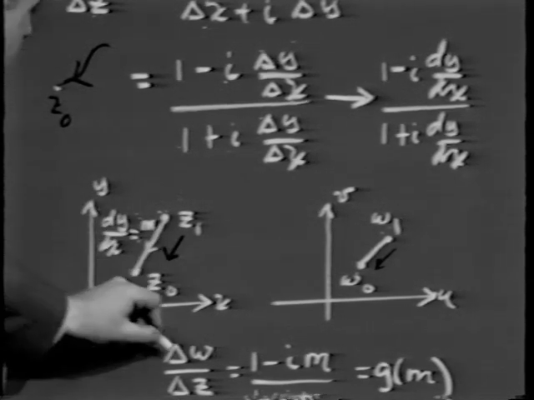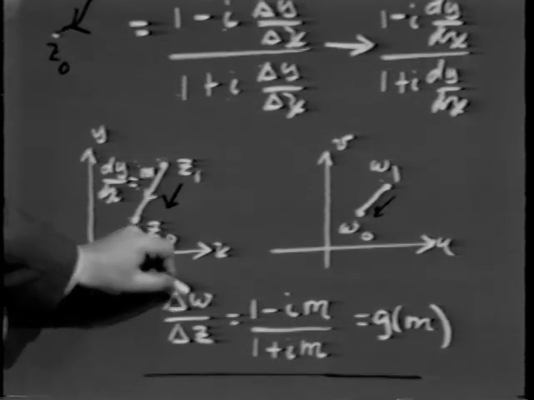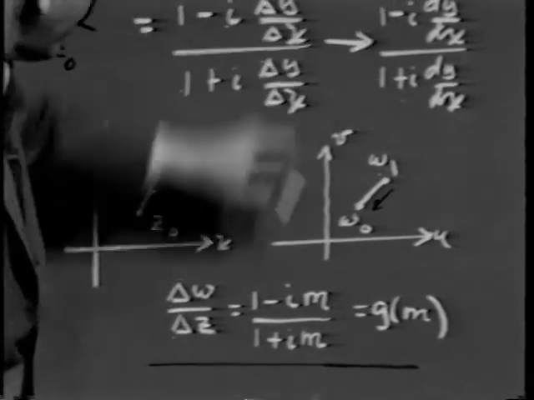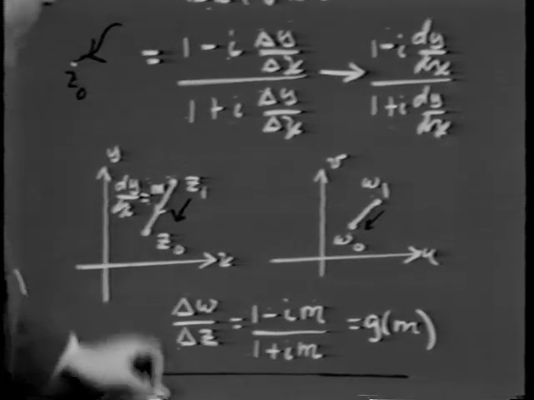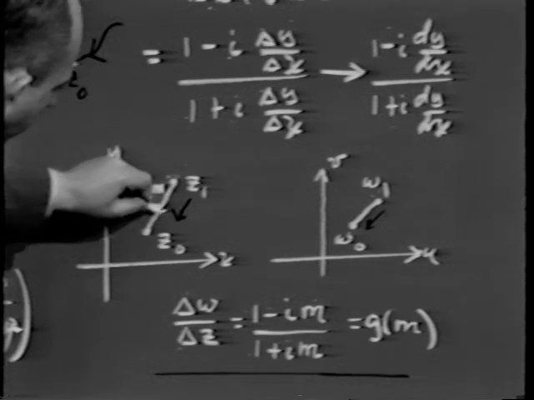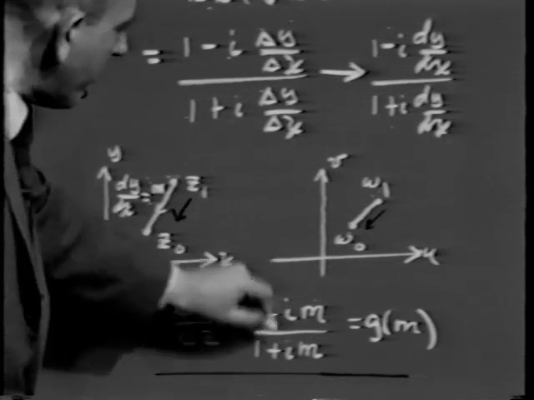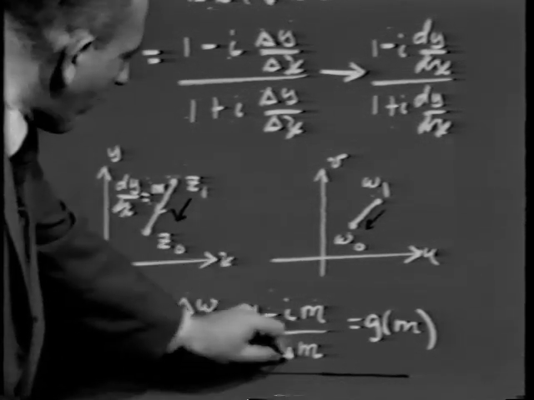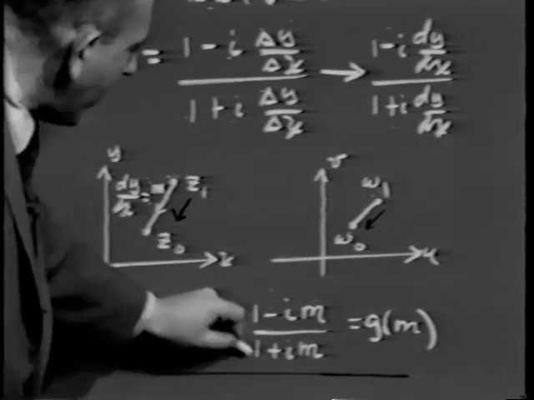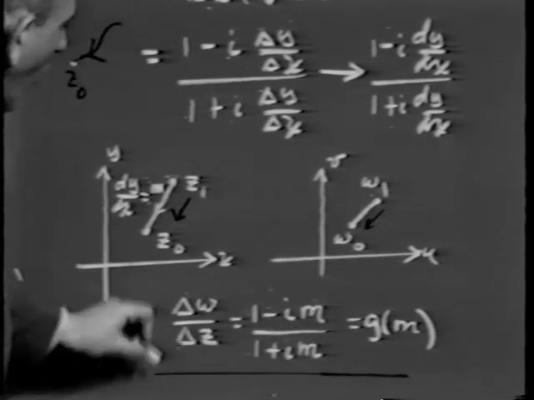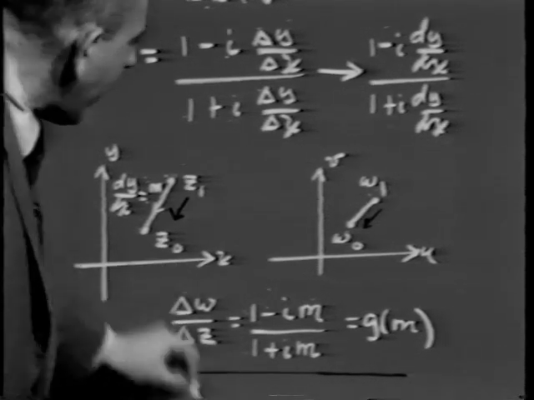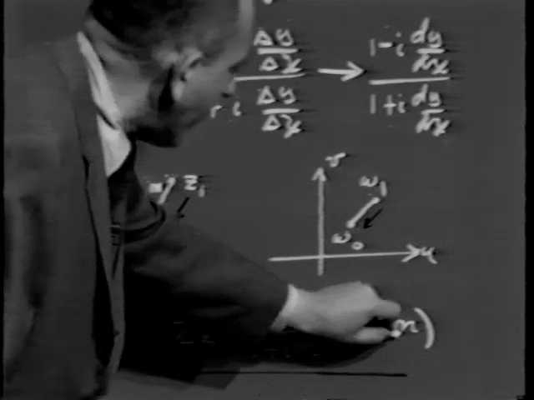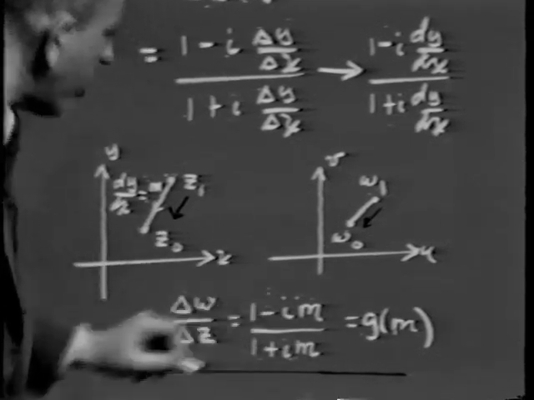At any rate, what we're saying is, look at that delta w over delta z in this case is just 1 minus im over 1 plus im. And notice that as delta z approaches 0 in this direction, this limit exists. In fact, there's no variable in here. It's 1 minus im over 1 plus im. But notice that even though that limit exists, the value depends on m. If I change m, I change this ratio.